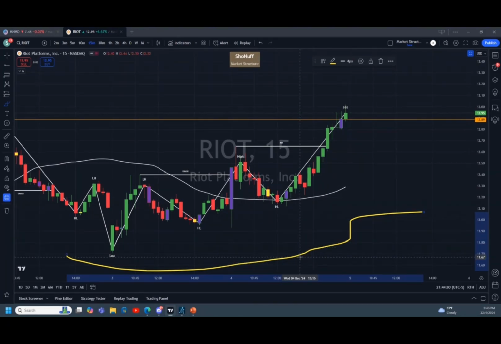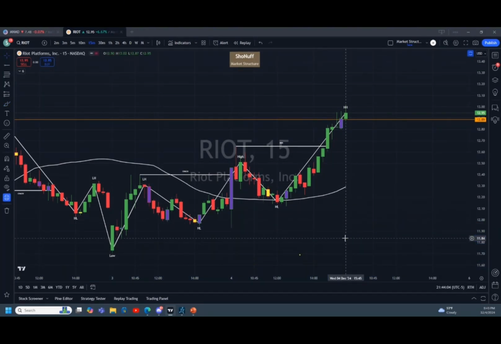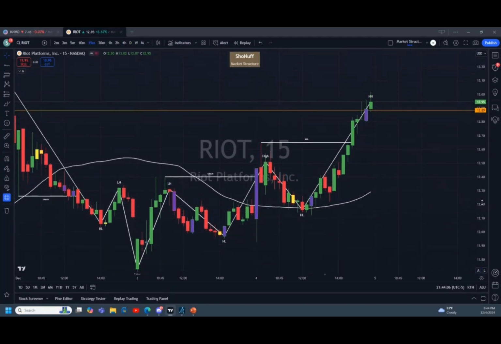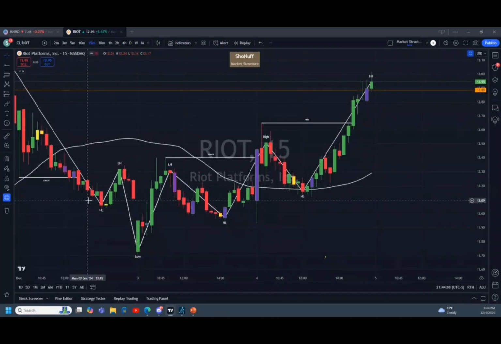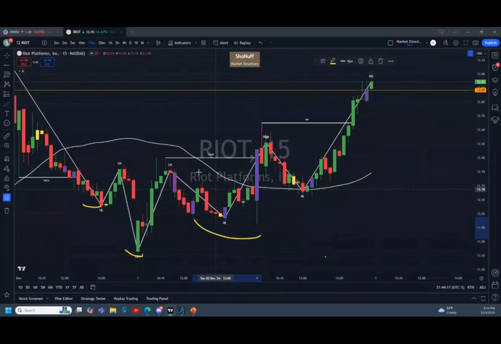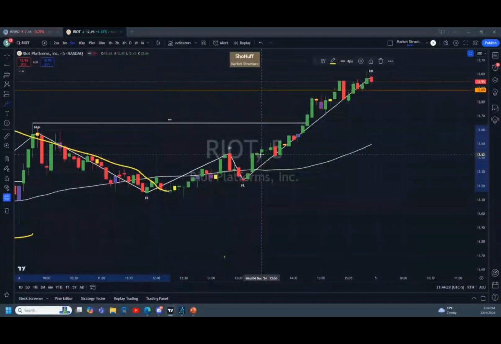I'll look at this. What I saw was on the 15-minute. The 15-minute had an inverse head and shoulders: left shoulder, head, right shoulder, right? It broke it. What has to happen? It should come back down to retest that. And it did.